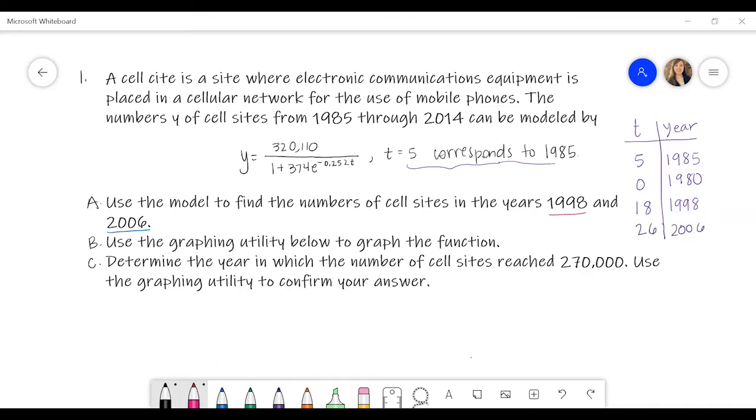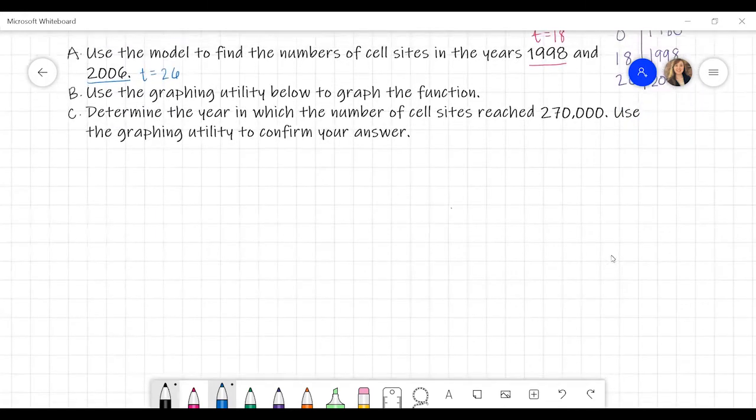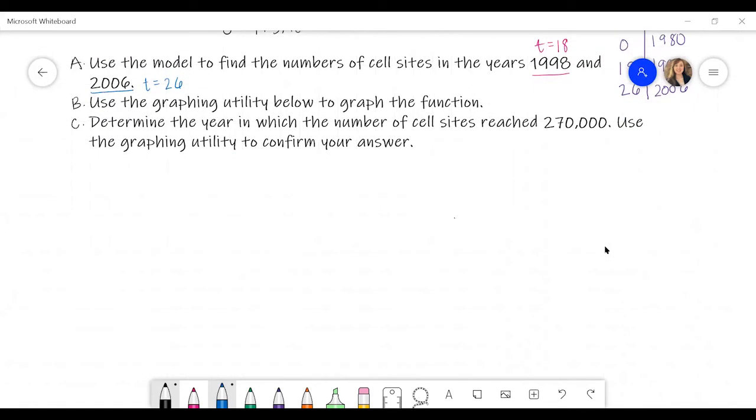So for the first calculation, we're going to find when T is 18, what do we get out of this equation? And then second, we're going to do it when T is 26. I know these questions take up lots of words. The good news is you don't have to write any of this down if it's a test or anything like that. You're welcome to show the work, but I don't need the question written down.